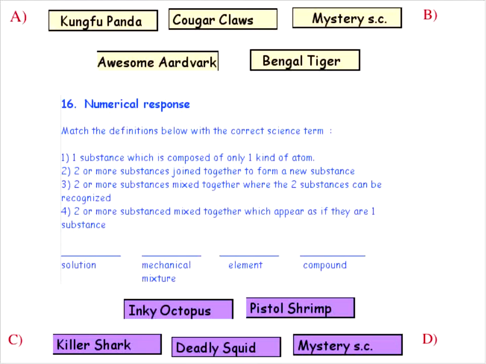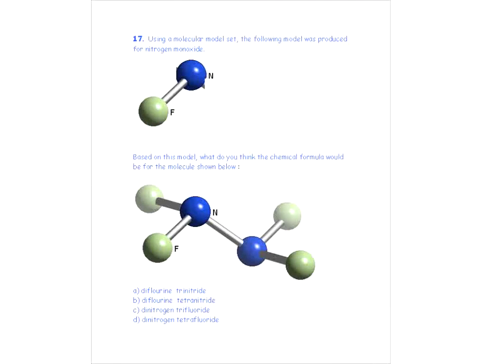Okay, mechanical mixture, we know we have two or more substances again, and this time we can tell the two substances apart. So that's going to be answer number 3. An element we know is made of just one substance, so that's going to be answer 1. And a compound is two or more substances, but they're joined together to form a new substance, so that's going to be number 2. Okay, so again, those are important to know.